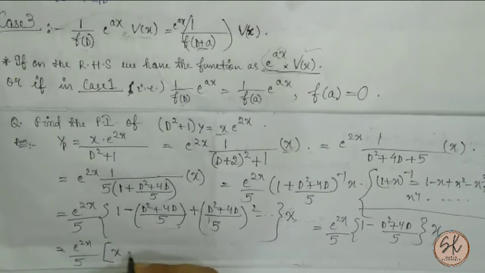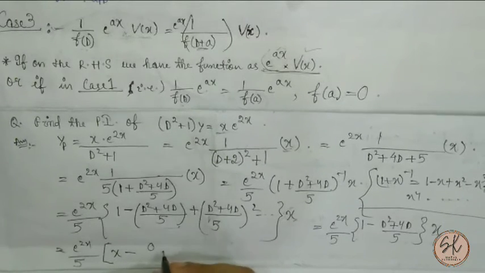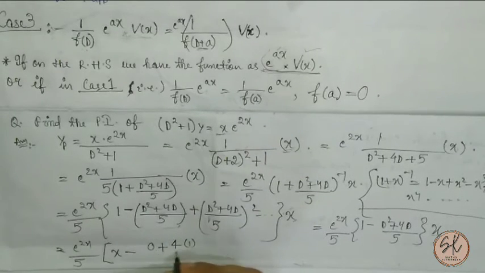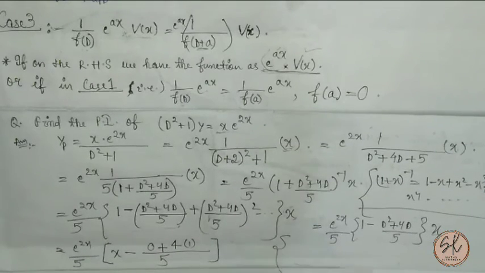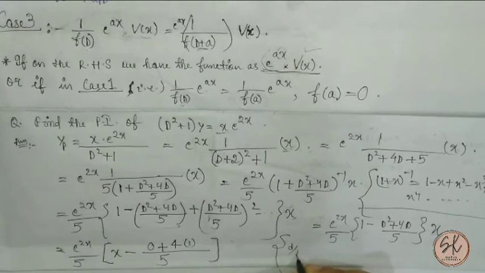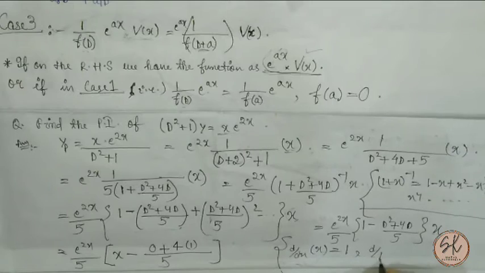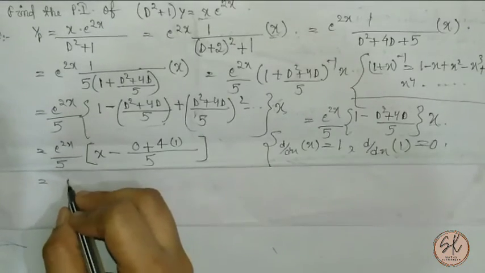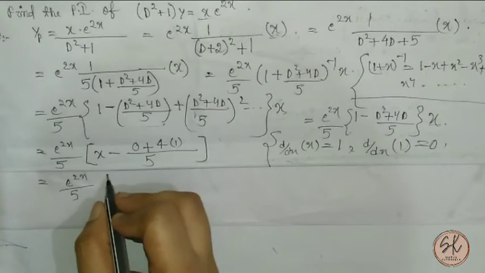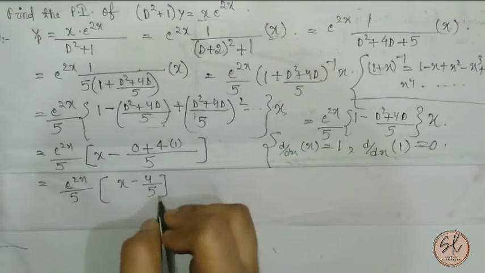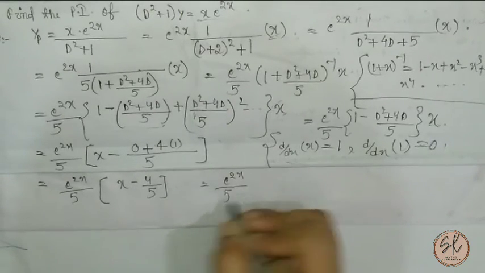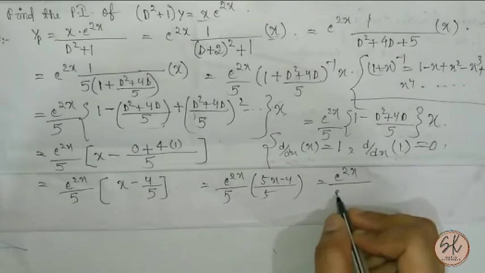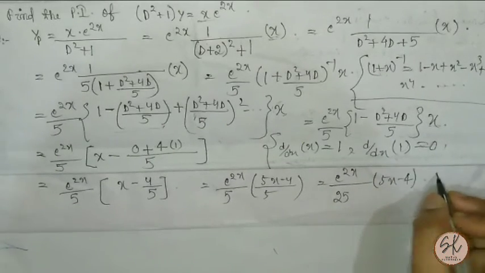We will take x inside, that is x minus, when this is differentiated twice it becomes 0, plus 4 into the derivative of x, that is 1, by 5. Let me show this over here: d by dx of x is how much? 1. Again, d by dx of 1 is how much? 0, isn't it? So now this is equal to e to the power 2x by 5 whole into (x minus 4 by 5). Now this can be written as e to the power 2x by 5 into (5x minus 4) by 5, which is equal to e to the power 2x by 25 into (5x minus 4). So this is the final answer.